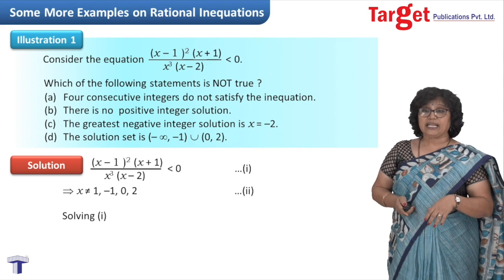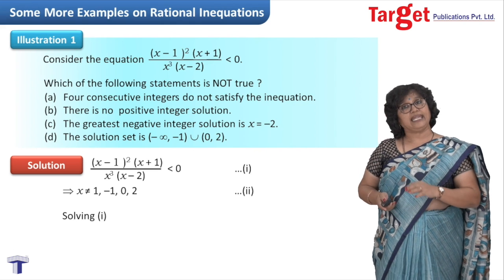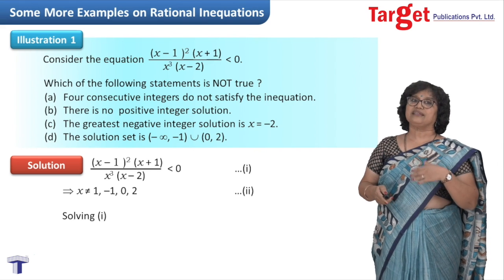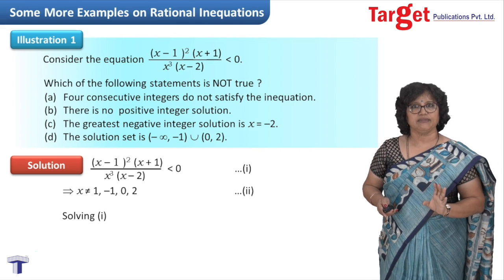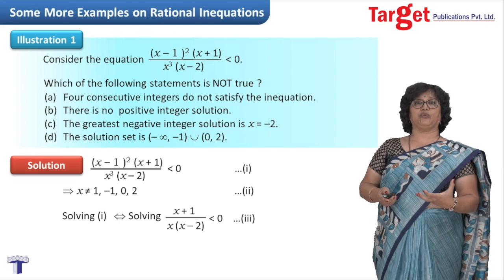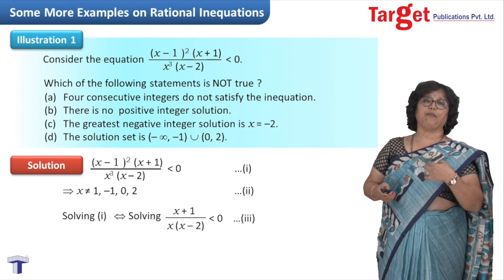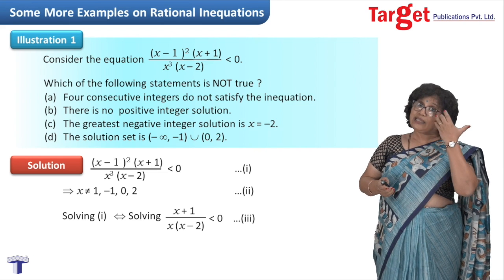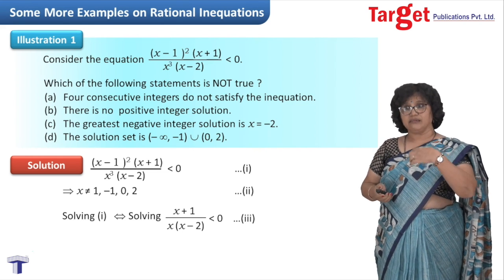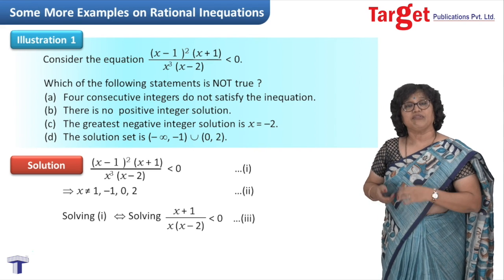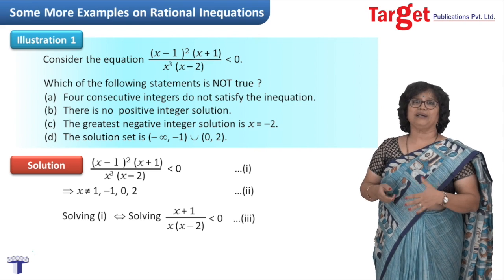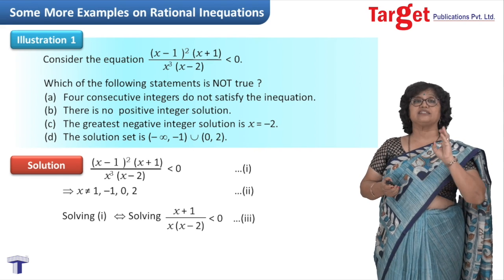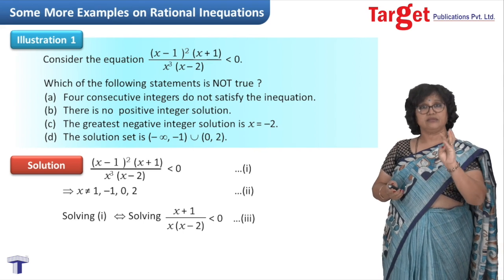Now, the denominator has x cube in it. Again, I take that x cube as x square into x, and then I will say that x square is not required because it is positive. And I write a simpler inequation as (x plus 1) upon x into (x minus 2) less than 0. Now look at the given inequation and the inequation number 3. Inequation number 3 seems to be much simpler than the given one. But we cannot forget that x is not 1, x is not minus 1, 0 and 2.